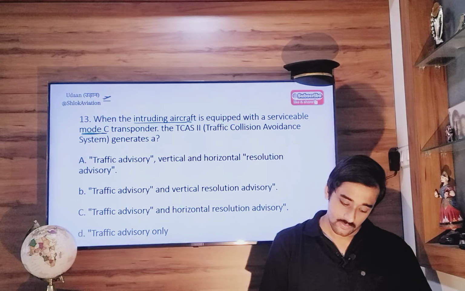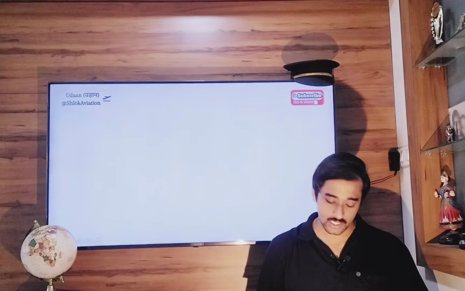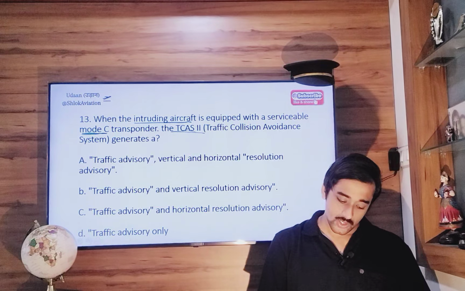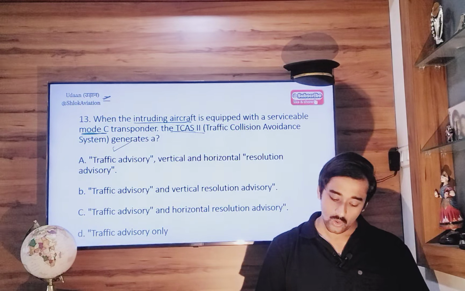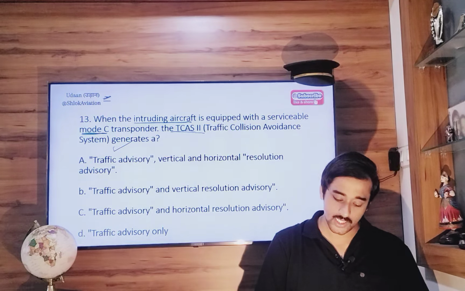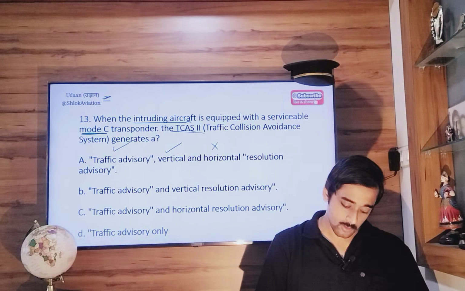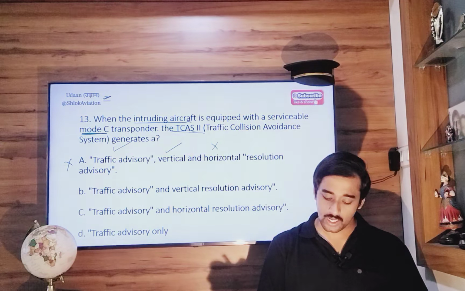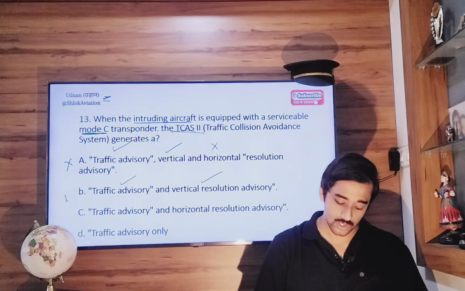So TCAS 2. Now TCAS 2 will generate both traffic advisories and resolution advisories. So TCAS 2 generates traffic advisory, yes. Vertical and horizontal resolution advisory, wrong. It generates vertical, not horizontal. So option A is wrong. Traffic advisory, yes. Vertical resolution advisory, yes. So option Bravo is right.